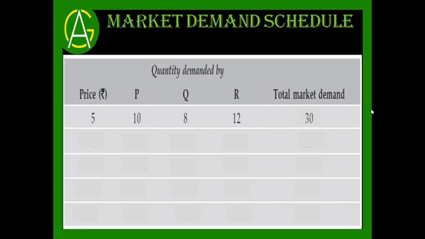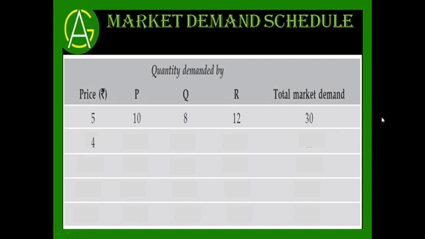will be 30 units. Now the market demand can be defined as the horizontal summation of these individual demands. 10 plus 8 plus 12 has become 30. So market demand is the horizontal summation. Summation means addition. It is horizontal addition of individual demands. When individual demands are horizontally added, we get market demand.